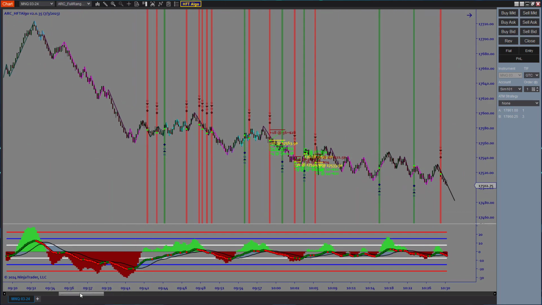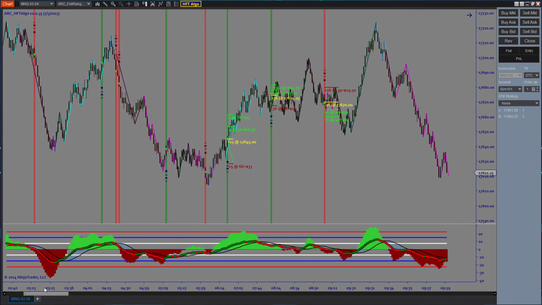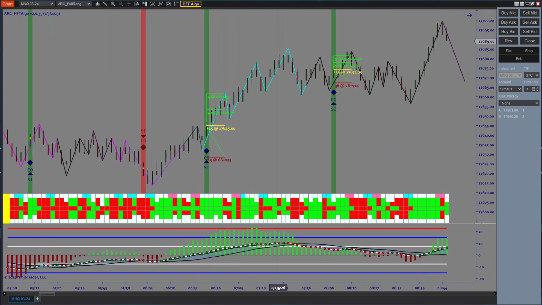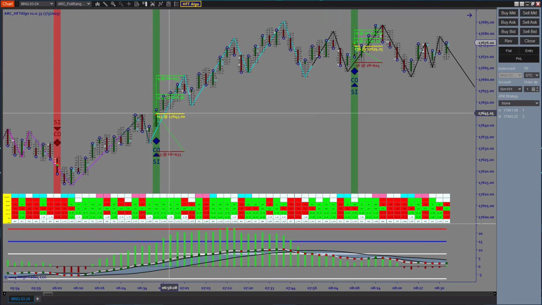Now we can go into this and start to look at adding some filters and see, well, what does that do for us? And we can go in and look at adding some targets and stops and see what that does for us. So I'm going to pull up the settings here, and let's go through and change some things up.